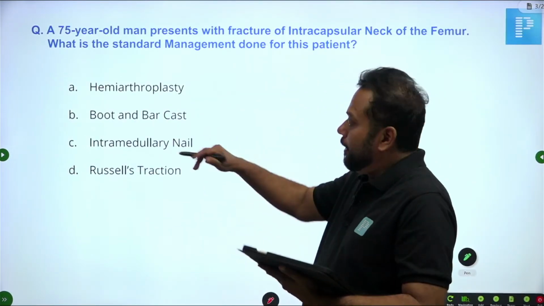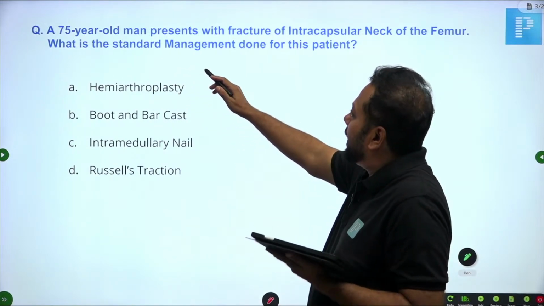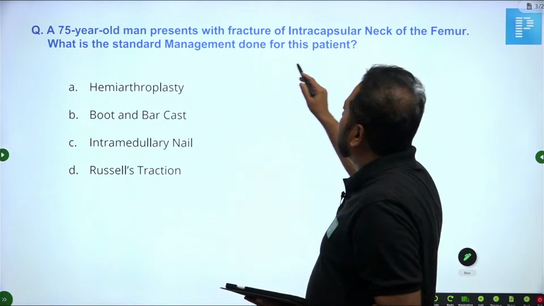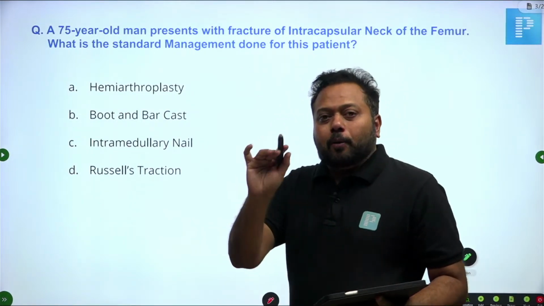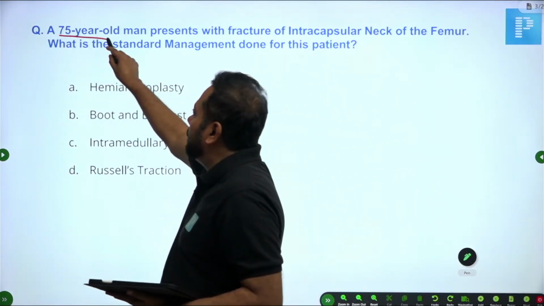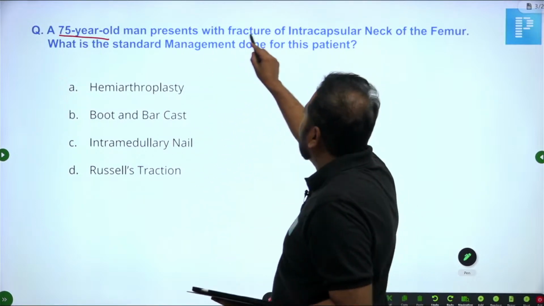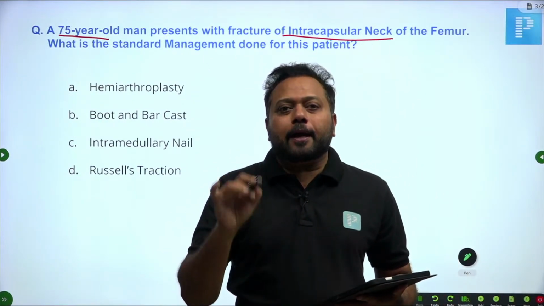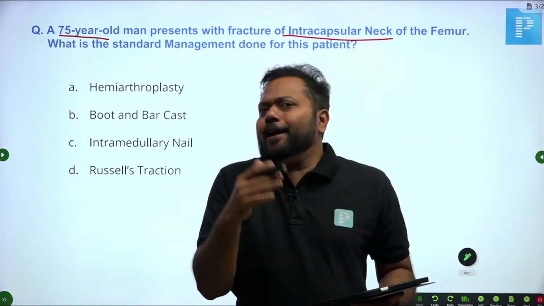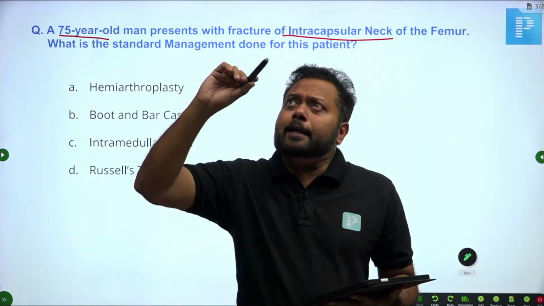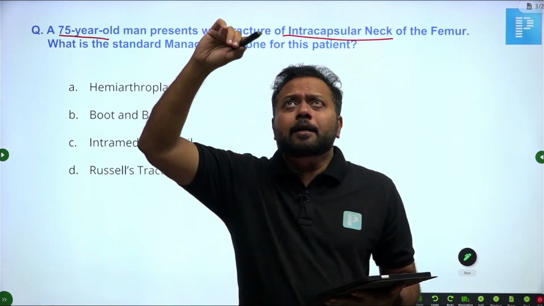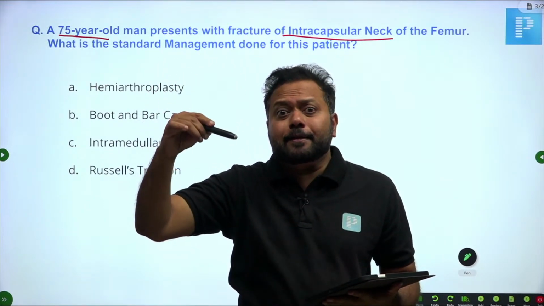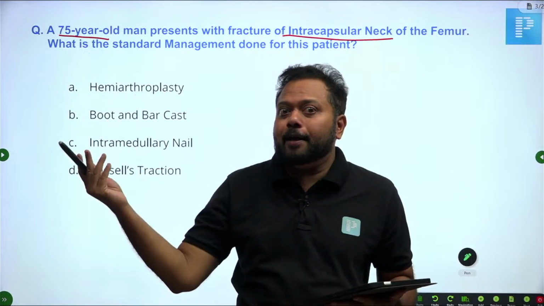The first question: a 75-year-old man presents with fracture of intracapsular neck of femur. What is the standard management done for this patient? The age is 75 and it is intracapsular, because in neck of femur, 90% will be intracapsular, 10% can be extracapsular, very rare. Anatomical classification, when you recollect: subcapital, transcervical, basicervical, 3 types are there. Basicervical is near the trochanter, so that can be extracapsular.